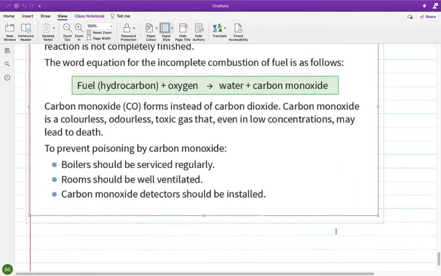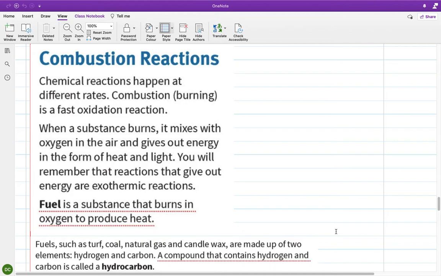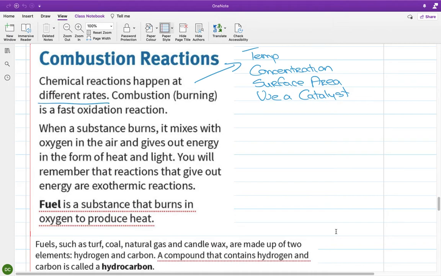So I just want to briefly talk about combustion reactions. Chemical reactions happen at different rates. We know that. We also know you can mess with the rates. And how do we mess with the rates? There are 4 ways. We can change the temperature. We can change the concentration. We can change the surface area. Or we can use a catalyst. So reactions naturally take place at different rates anyway, and then you can artificially mess with that as well.